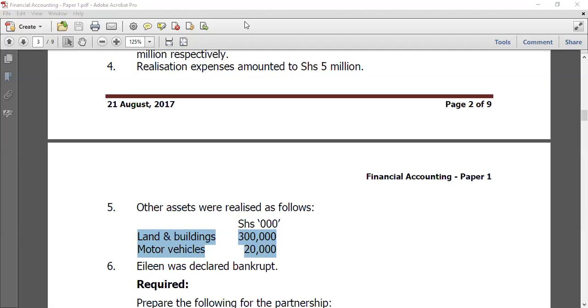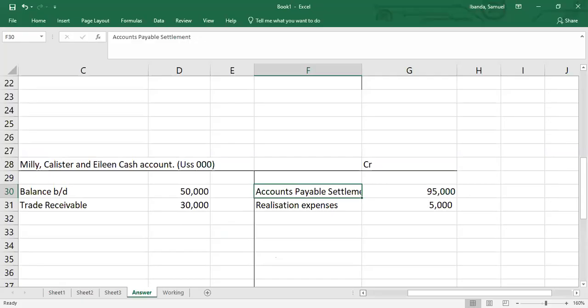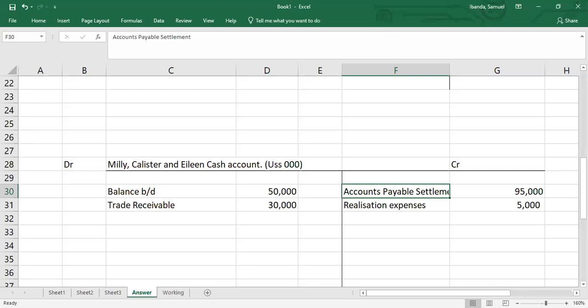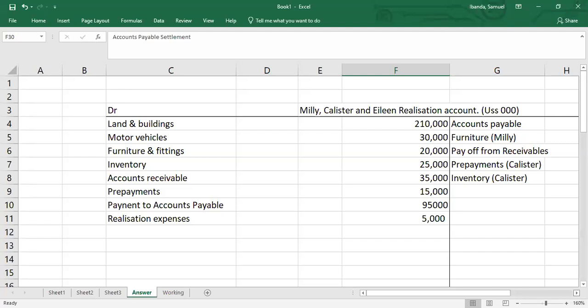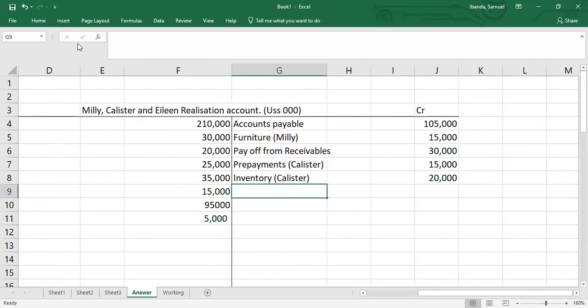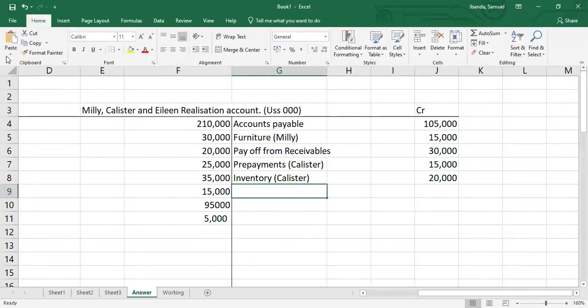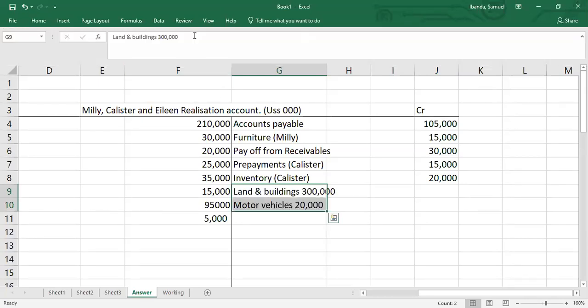Remember, when I was transferring these assets, I did what? I debited my realization account. So I'll come here and do what? I'll credit. I'll credit right there. And I'll also do what here?